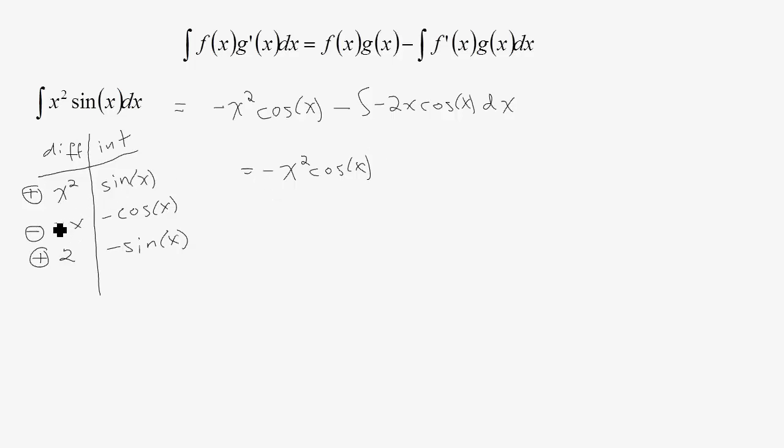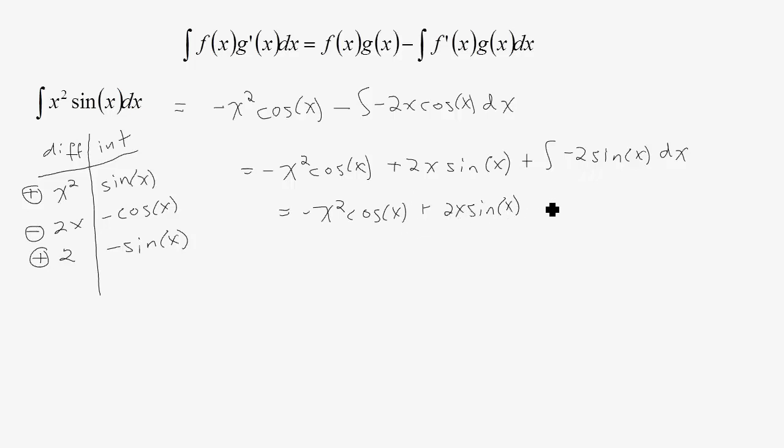This integral is going to be traded for negative 2x times negative sine x. That's going to be plus 2x sine x, and then plus this integral. So plus the integral of negative 2 sine x dx. Now, this integral is simple enough that I can finish it off, right? That integral is 2 cosine x plus c. So I'll just do that. Negative x squared cosine x plus 2x sine x. And then this integral we said was 2 cosine x plus c.